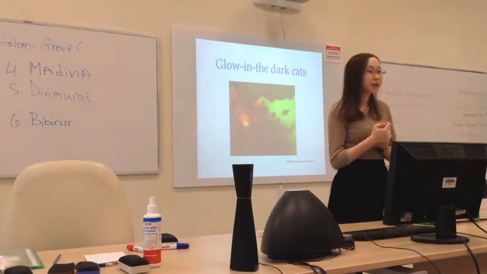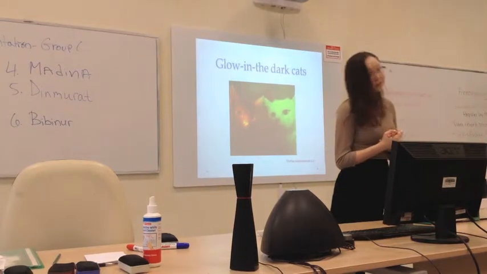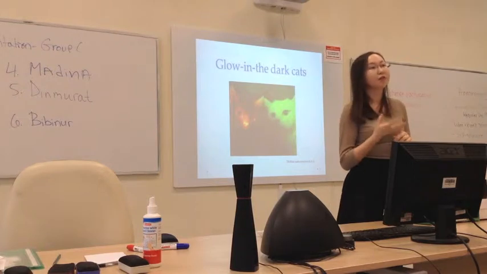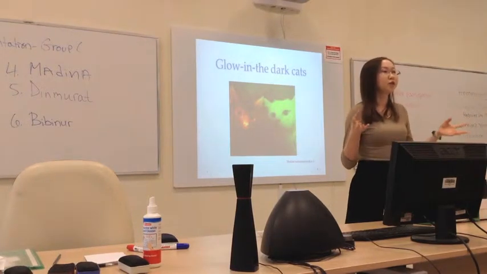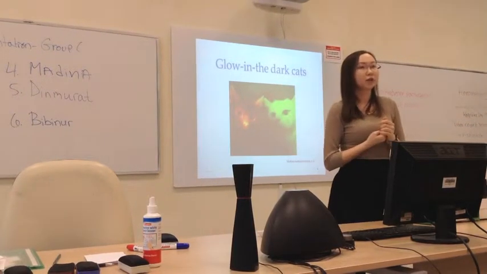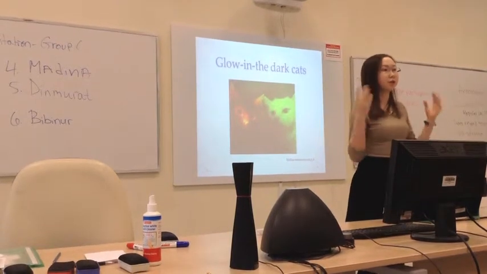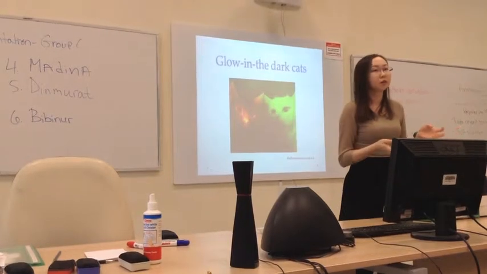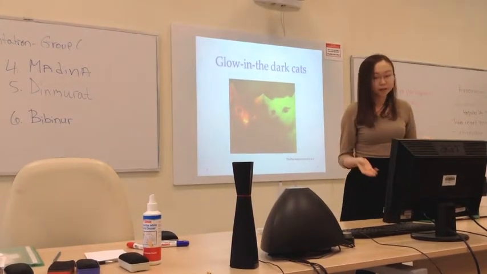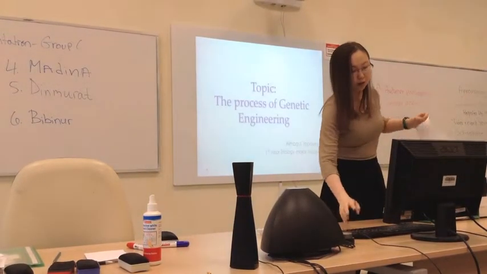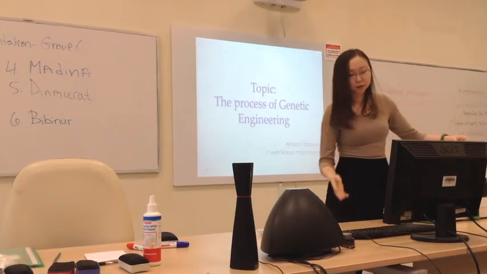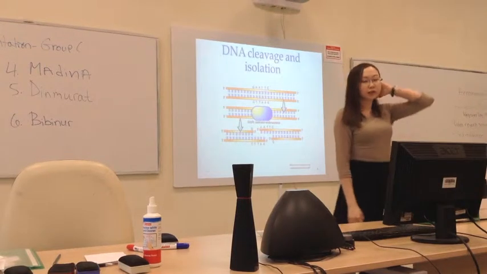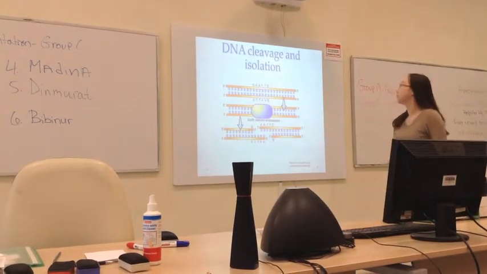Genetic engineering is the modification of an organism's genetic composition by artificial means, which means that we take the gene that codes for one trait from one organism and insert it into another organism with the aim of creating new classes of plant or a new breed of an animal. So the first step of genetic engineering is the DNA cleavage and isolation.